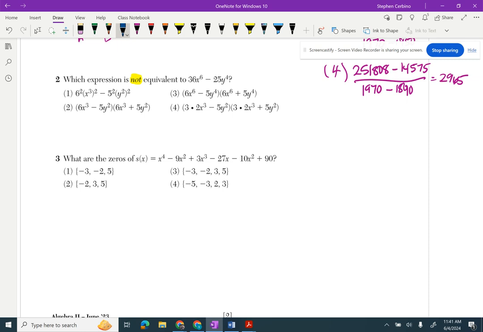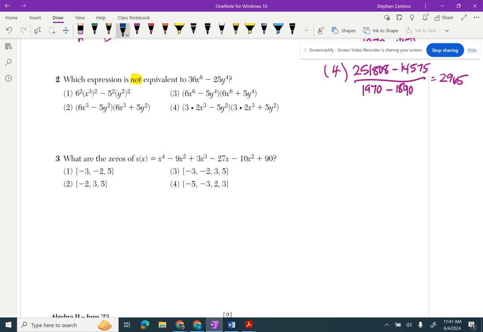There's a couple ways you could do this. I'm going to use algebra skills to do this, but since it's an equivalent expression, you could go right onto Desmos and plug that expression in and then plug all your choices in to see which one gives you the same graph. That's a good test-taking skill. If you're not sure what to do, graph it.